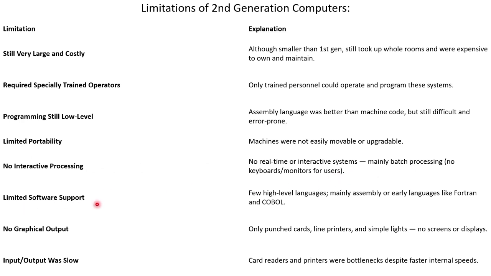Limited software support: few high-level languages, mainly assembly or early languages like Fortran and COBOL. No graphical output: only punch cards, line printers, and simple lights. No screens or displays; output was slow. Card readers and printers were bottlenecks despite faster internal speeds. So these are the limitations of second generation computers.